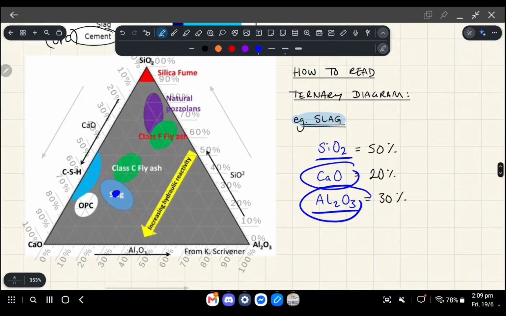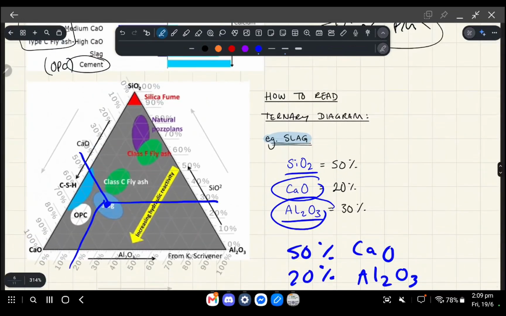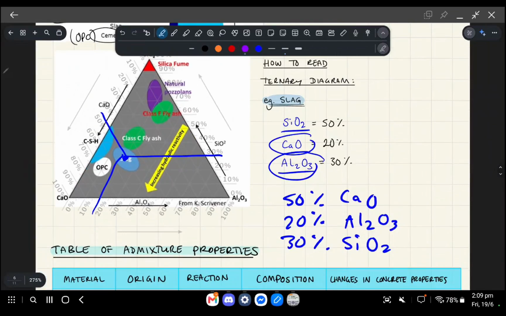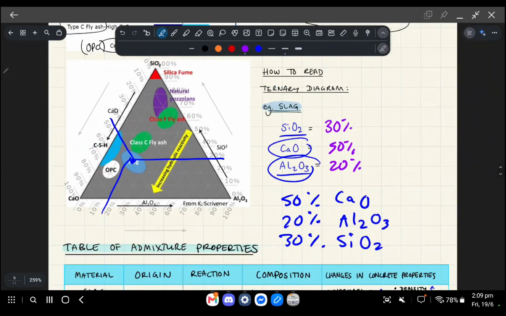But for slag, we've got 50% CaO, 20% Al2O3, and then 30% SiO2. So I must have switched these around. Sorry. That's supposed to be 20%, that's supposed to be 50%, and that's supposed to be 30%. Anyway, that's how you read a ternary diagram.